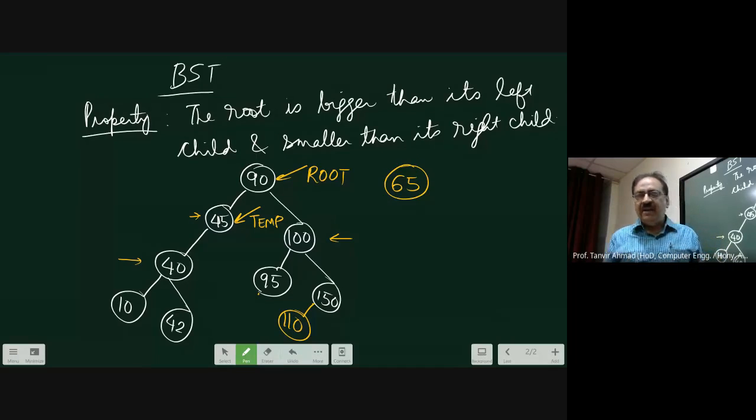Now again compare 45 with 65. You find that 65 is bigger than 45. Therefore, you have to go on the right side. Once you go on the right side, you find that it is null, because here there is nothing. It means that is the position which is vacant for 65. And you are going to put 65 at this place.